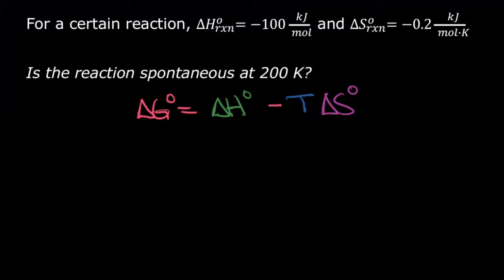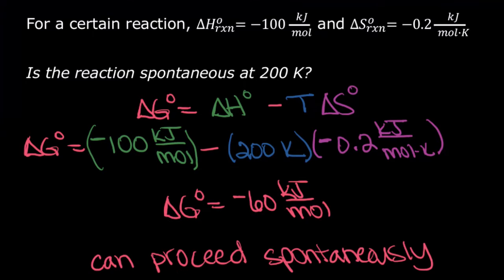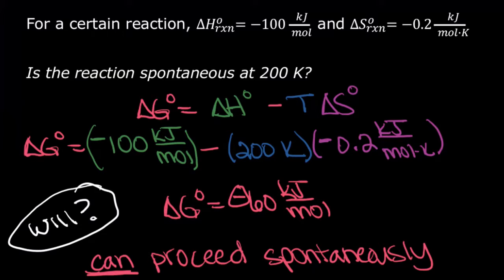To figure this out, we're going to find our Gibbs free energy, and we use our Gibbs free energy version of the second law of thermodynamics, which says that delta G naught equals delta H naught minus T delta S naught. We'll plug in our numbers, and when we put everything in our calculator, we find that the Gibbs free energy change for the reaction at 200 Kelvin is negative 60 kilojoules per mole. This means because delta G is negative, we can say that the reaction can proceed spontaneously. However, it doesn't say whether or not it will proceed spontaneously. We would need to look at kinetics, which is another chapter, to figure that out.